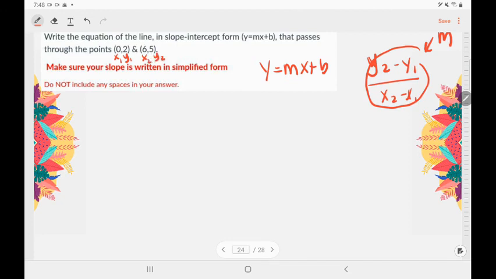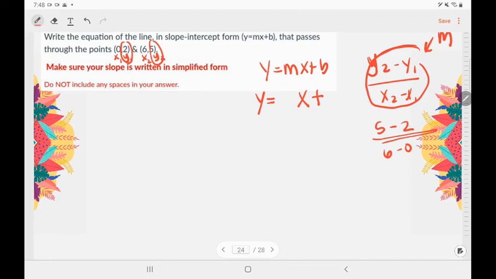So I'm going to start by finding m. Remember, in the formula, y equals something x plus something. I'm going to fill in these blank spots. So here we go. If I follow my formula, y2, I'm going to make my fraction bar. y2 is a 5, minus y1, which is a 2, divided by x2, which is 6, minus 0. So let's simplify.